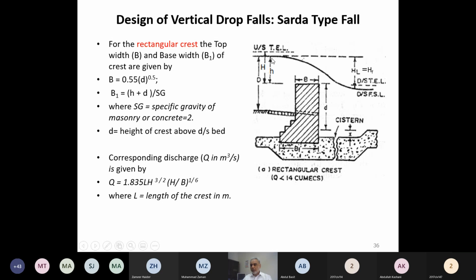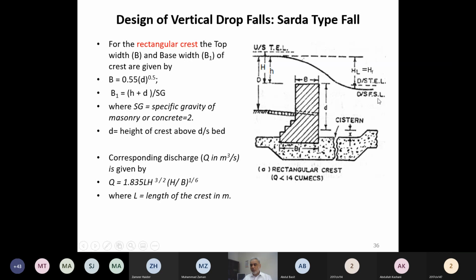Small h is the water depth on the upstream side, the water depth above the crest. Total water depth in the canal is D, but the water head above the crest is small h. Capital H is the total energy head above the crest. Similarly, the height of the fall is the upstream water level minus the downstream water level. They are calling it downstream FSL.